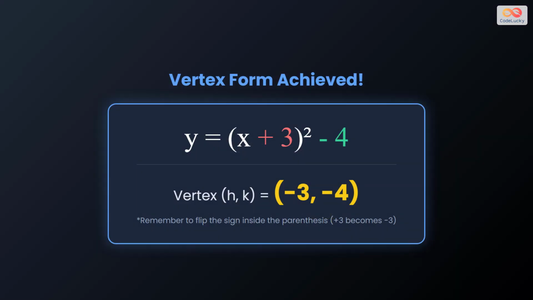And there we have it. The equation is now in vertex form. y equals the quantity x plus 3 squared minus 4. From this, we can instantly see that our vertex h, k, is at negative 3, negative 4. Remember that the sign inside the parentheses is opposite for the x-coordinate.